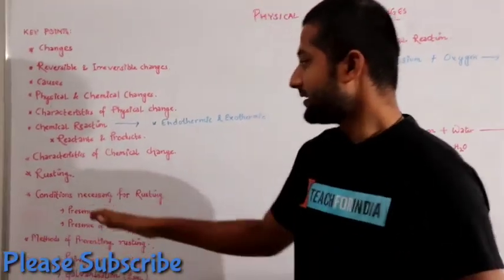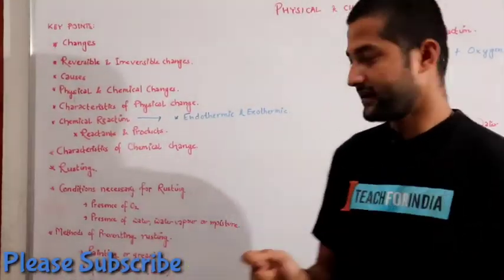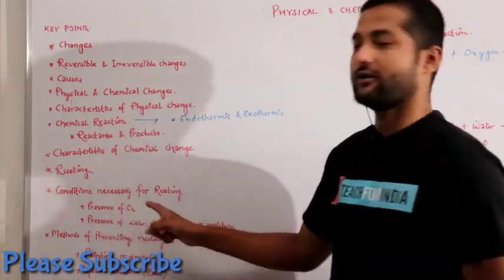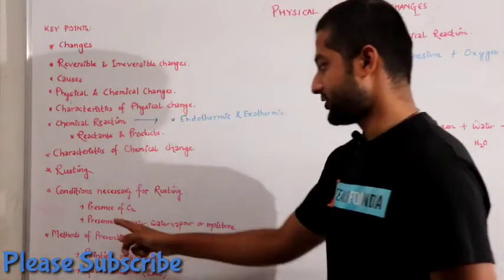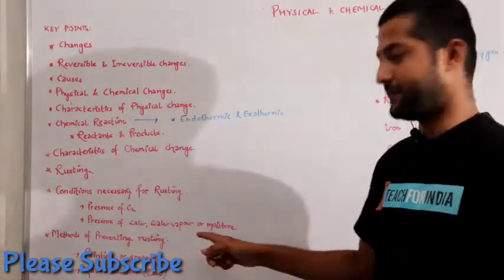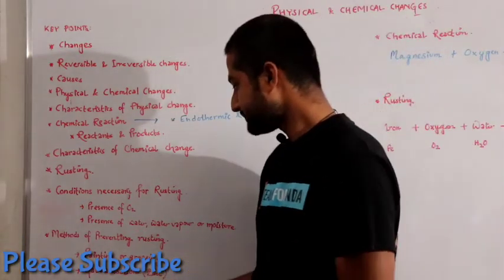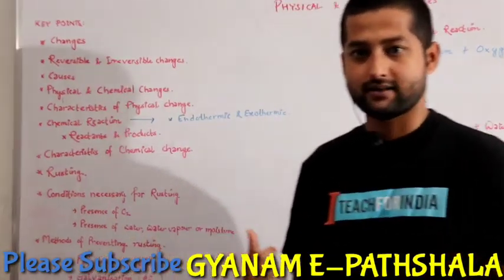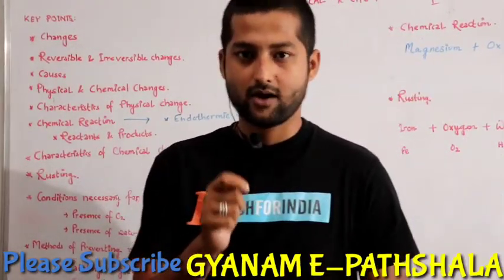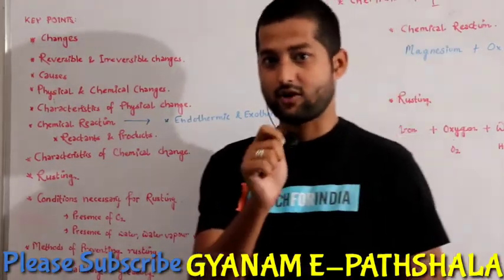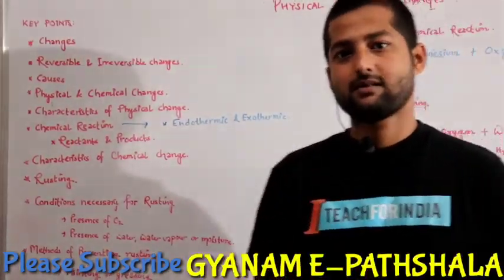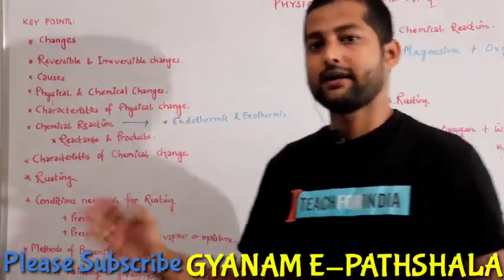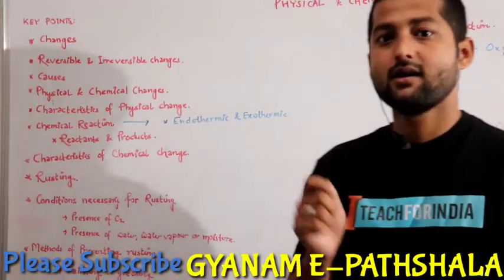So for rusting to occur, there are certain conditions which are necessary. First of all, there must be presence of O2. O2 means oxygen, and there should be presence of water vapor or moisture. Now some other things are also responsible for the rusting of iron. The other factor responsible for rusting of iron is salt. If a metal object is kept near seawater rather than fresh water, then the metal object kept near the seawater gets rusted first.